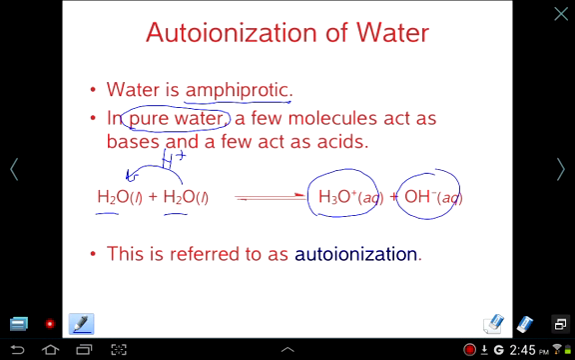This is referred to as autoionization. It's strange, but this is what happens in water. Now this happens to a very tiny extent, and we'll see in a minute how small the equilibrium is. Most of the water molecules actually lie on the left side. There's a very small amount of these that actually form.